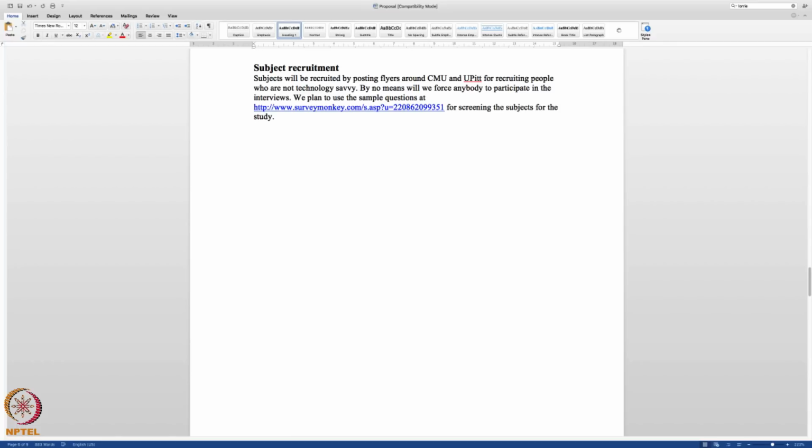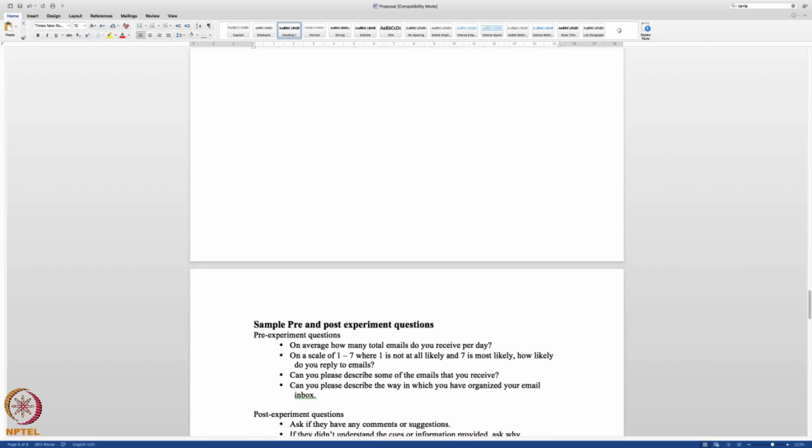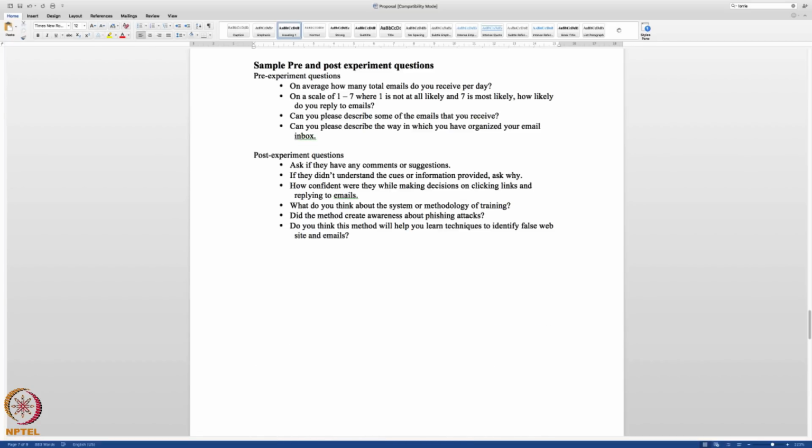Subject recruitment. Subjects will be recruited by posting flyers around CMU and University of Pittsburgh for recruiting people who are not technology savvy. So the flyer I showed you first is this, right? Here is the flyer that I showed you earlier, with stubs and a way to contact us to be part of the study. And we plan to use the sample questions given here for screening the subjects for the study. I'll show you the survey questions in a few minutes, but that's the information that we're presenting in the subject recruitment category. So here is the sample for pre and post experimental questions.